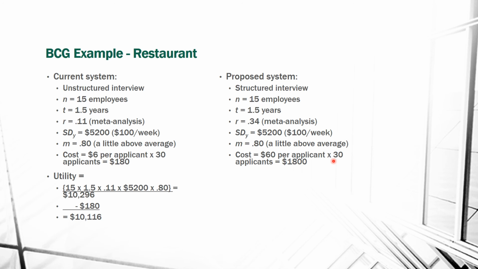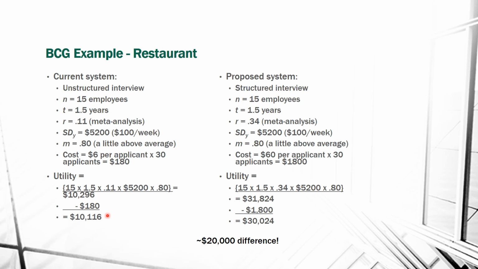Let's see what happens when we plug the numbers into the utility formula. Just like before, we're going to multiply them all together. Now, before we subtract out the cost, we've got utility of $31,000. We subtract out even that large cost. We're left with an overall revenue improvement of $30,000. Now we can't compare that against nothing. Their selection system before had some utility, but that's a $20,000 difference.